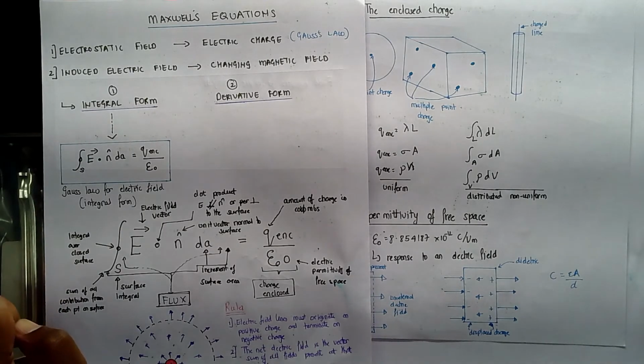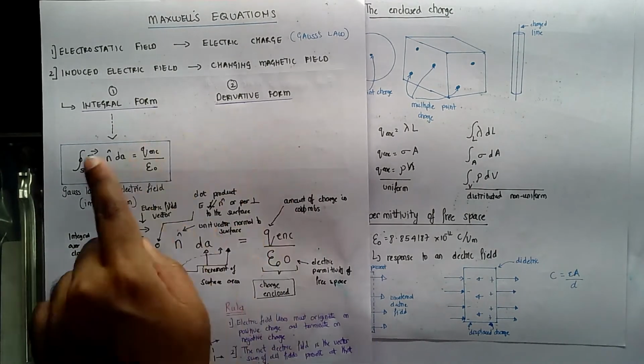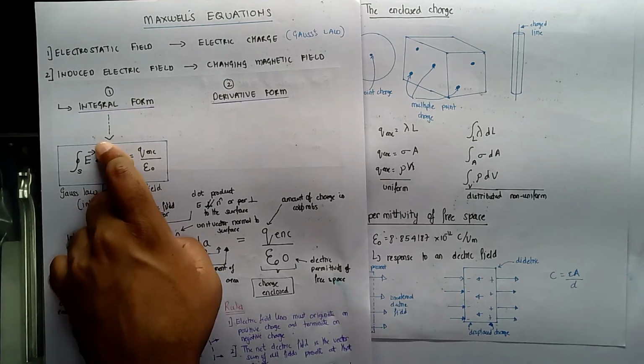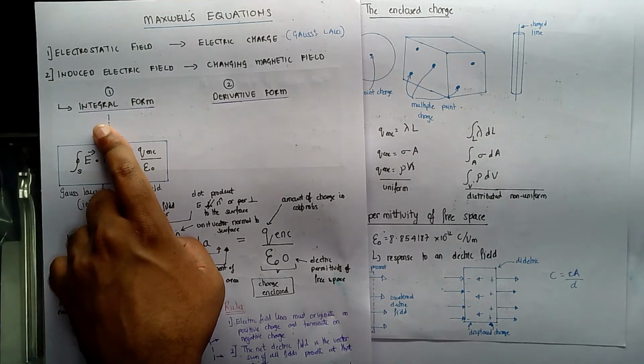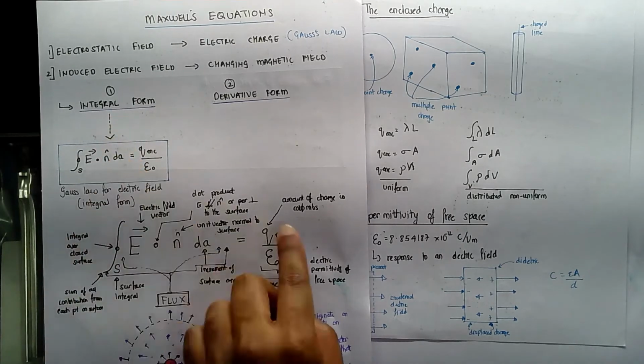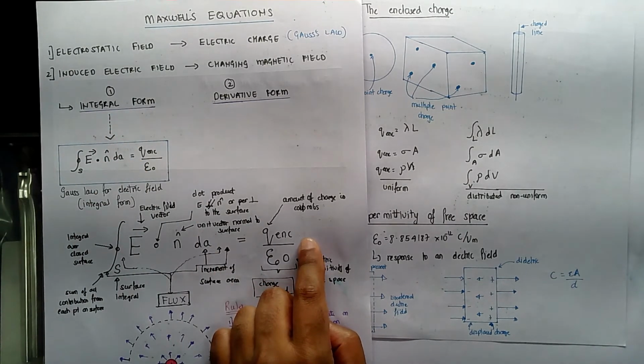And in the next part, we'll go into the derivative form, and we might also talk about the second Maxwell's equation, which is going to be related to the magnetic effects of the electric field.